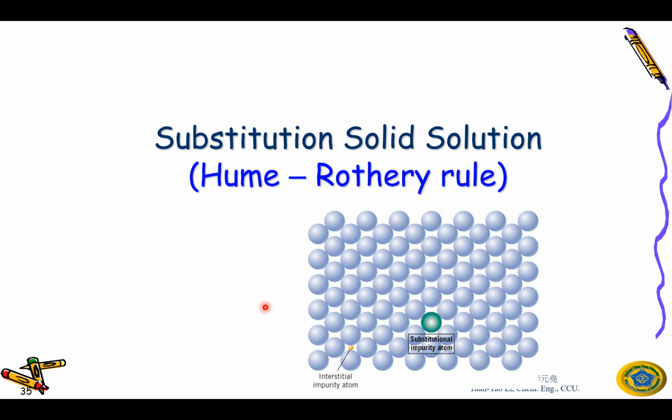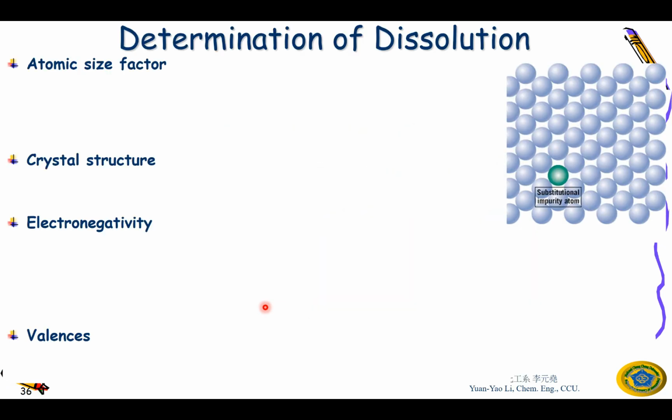Right. So first of all, let's take a look at the substitutional solid solution, or the rule we need to follow. The rule we need to follow is called the Hume-Rothery rule. Let's take a look at the determination of the dissolution within these four factors. The first factor: this is a substitutional solid solution, so you have many foreign atoms in the host atoms.